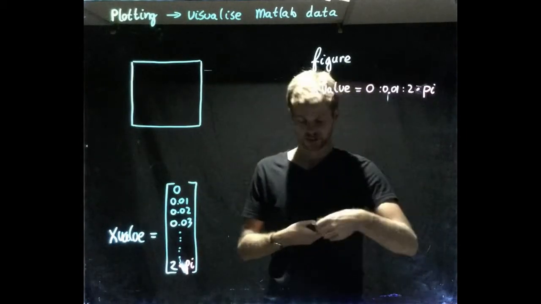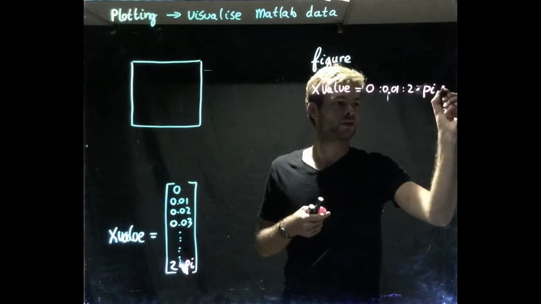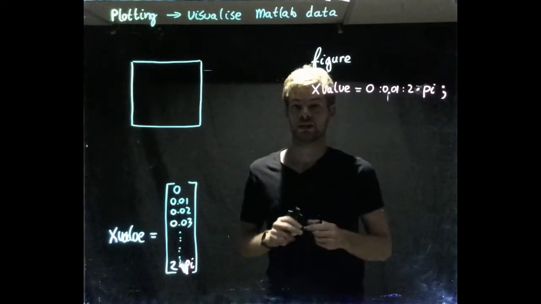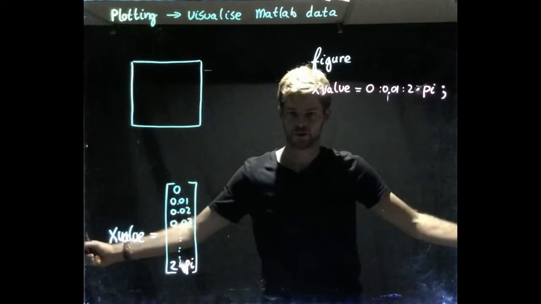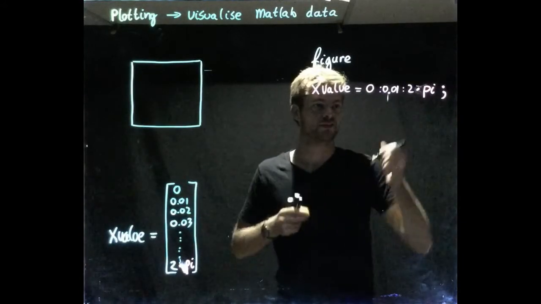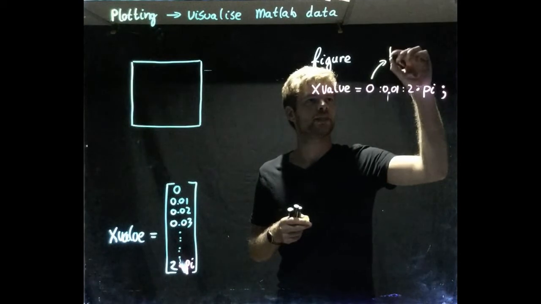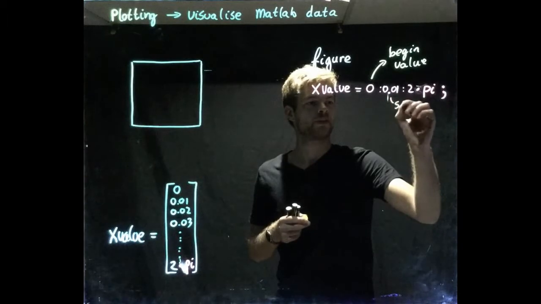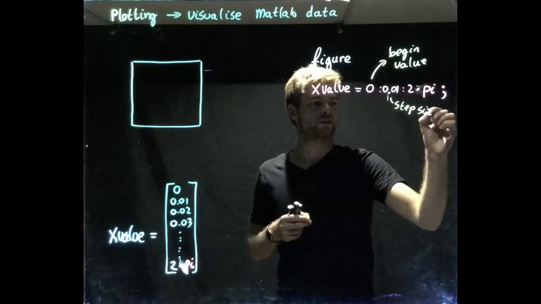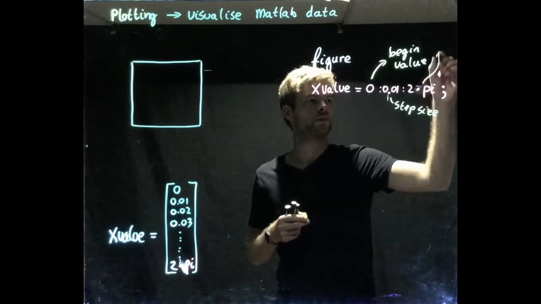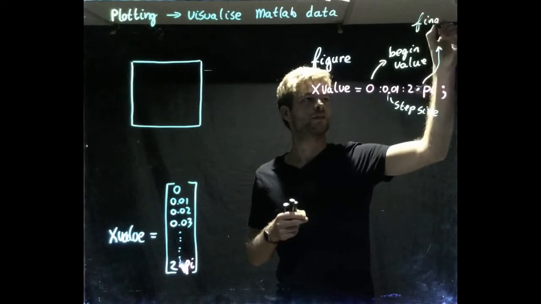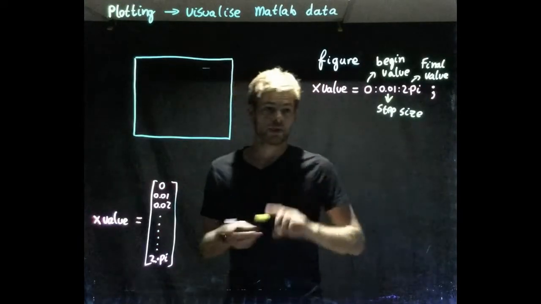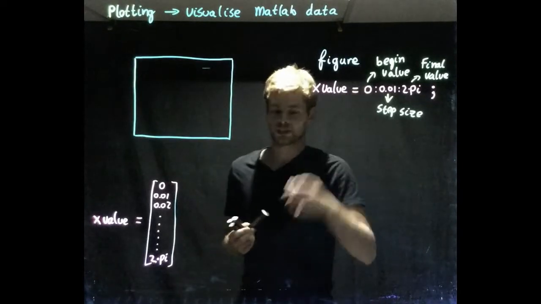And I'm going to suppress this using a semicolon like this, because I'm not interested in seeing this whole vector. I just want to have this value. So this is the begin value, step size of the vector, and final value. So now I've defined my x value, and nothing will happen because I haven't plotted my data yet.